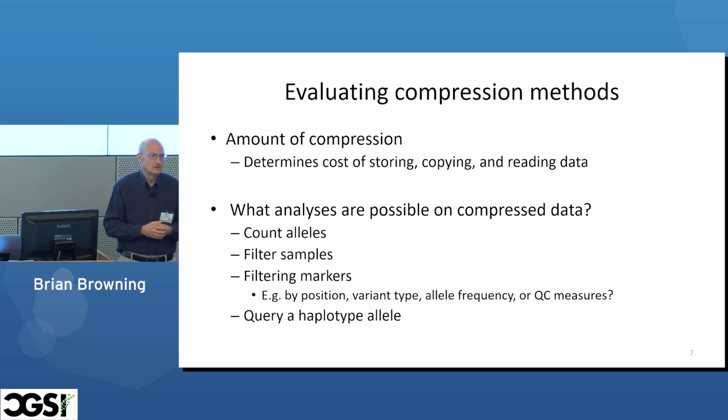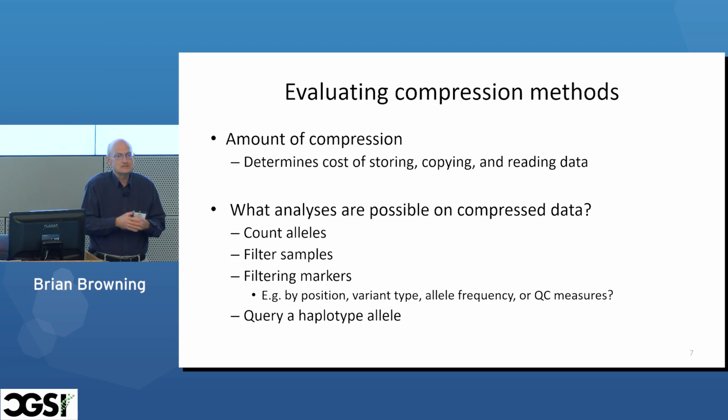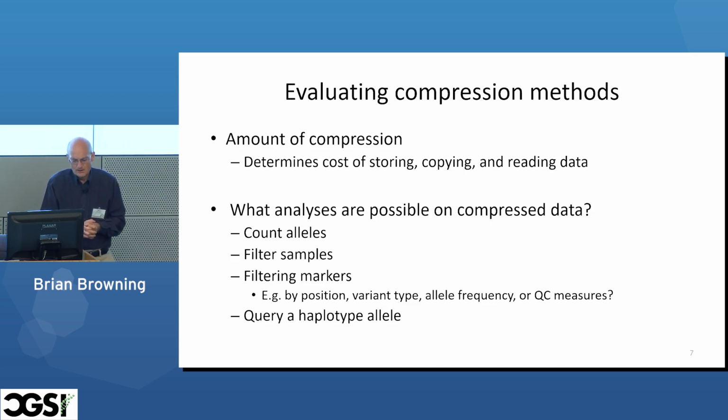So the first is summary statistic type analysis, the most common of which is counting alleles. Counting alleles would allow you to do simple association tests. For example, it can be used for filtering data if you want to filter out low-frequency markers or retain only the low-frequency markers. Filtering samples.